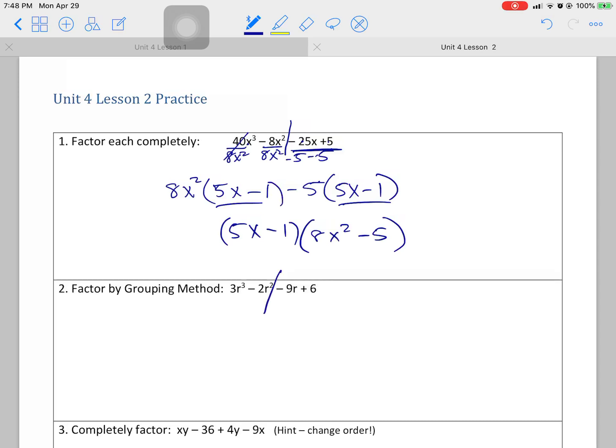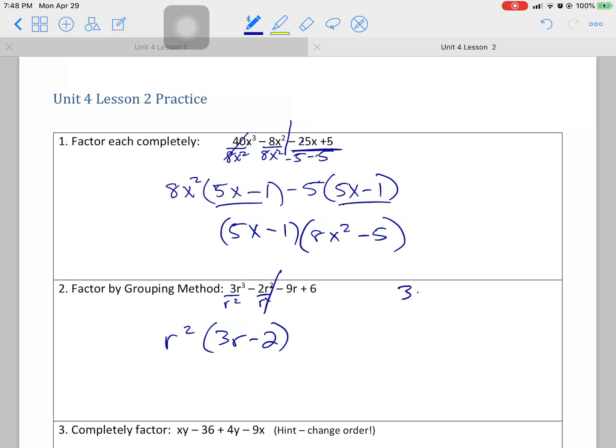4 terms, divide in half. Looks like you can take some r's out of both of these, so r squared. 3 minus 2 is 1r. 2 r's over 2 r's. The r's go away. Okay?